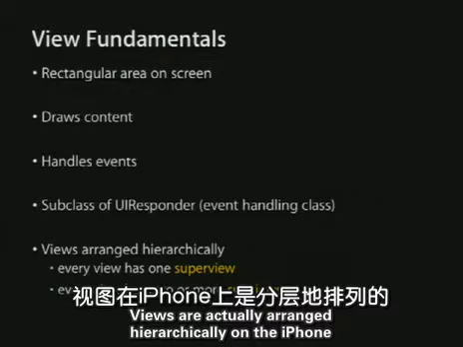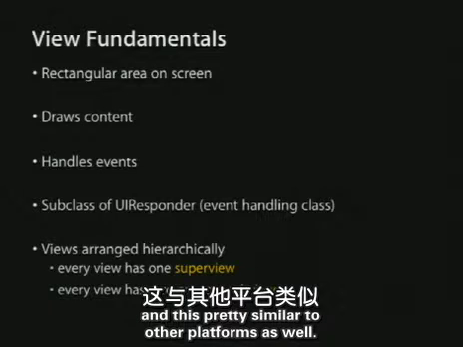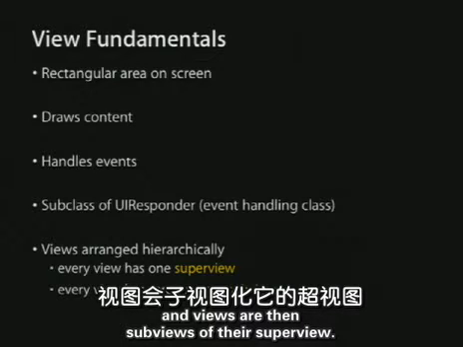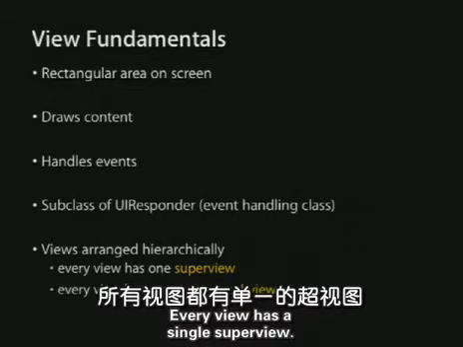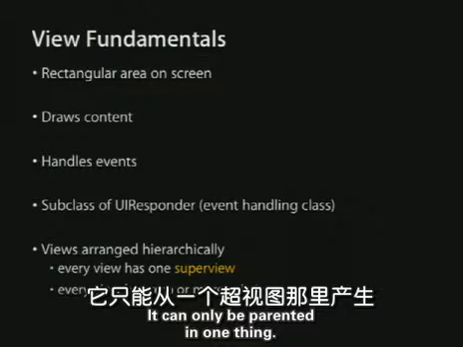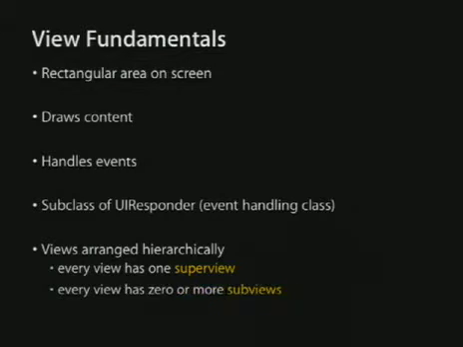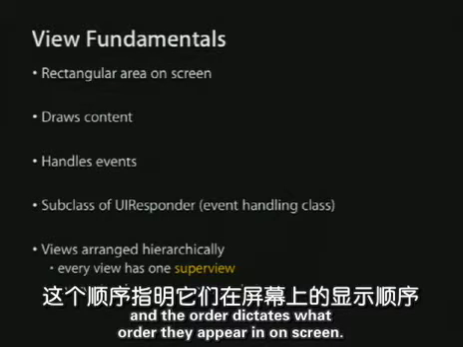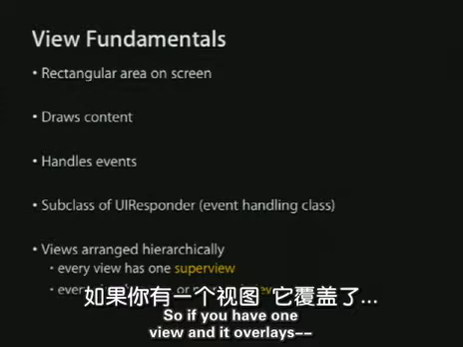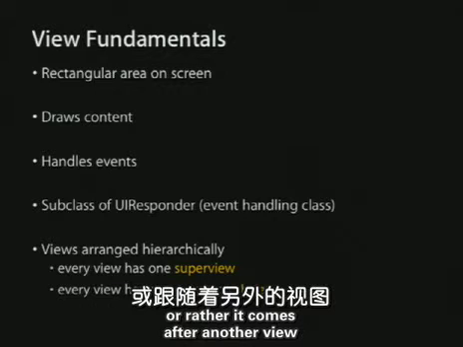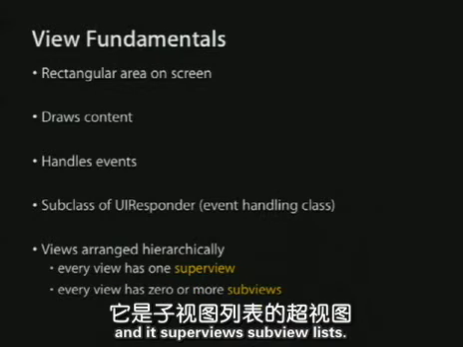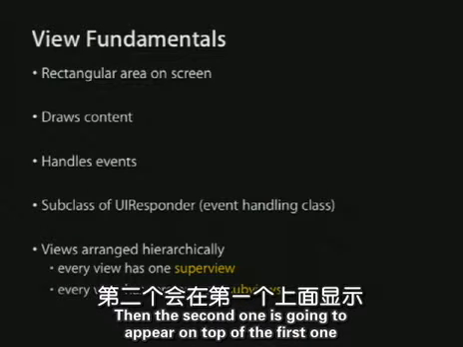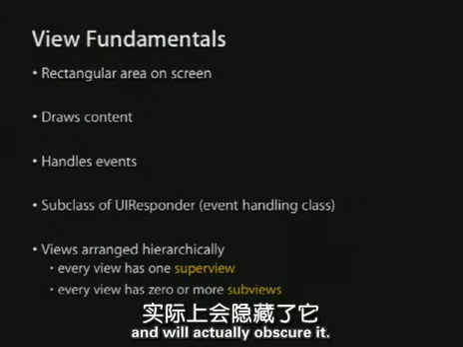Views are actually arranged hierarchically on the iPhone, and this is pretty similar to other platforms as well. You'll have some root view, and views are then subviews of their superview. Every view has a single superview. It can only be parented in one thing, but it may have multiple subviews. It has a whole array of subviews. And that array is ordered, and the order dictates what order they appear in on screen. So if you have one view and it overlays, or it comes after another view in its superview's subview list, then the second one is going to appear on top of the first one and will actually obscure it.